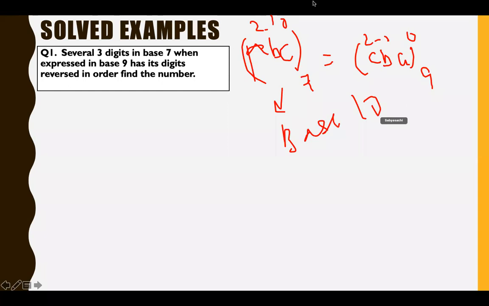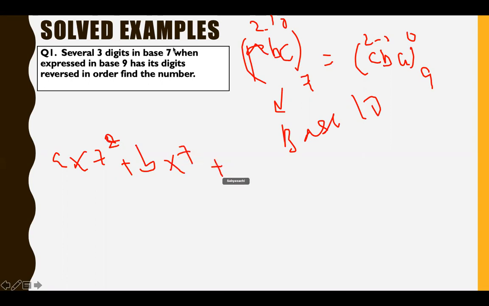So what will I get? A into 7 square plus B into 7 to the power 1 plus C into 7 to the power 0. So that becomes 49A plus 7B plus C.